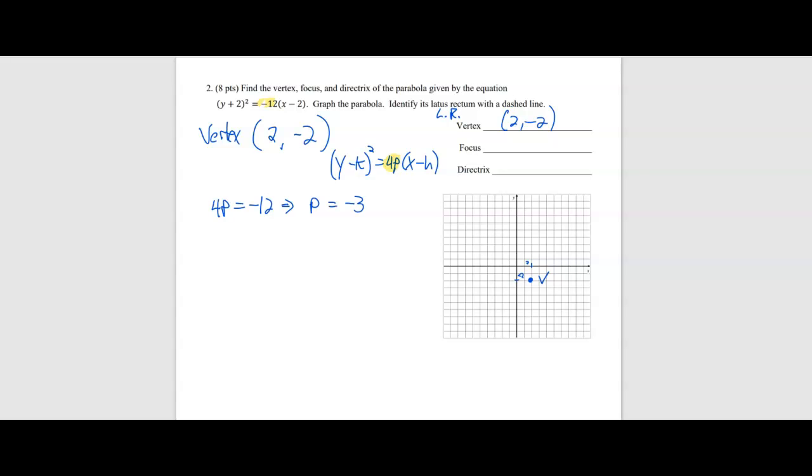So two things we need to know. This is a y squared parabola, so that's one that opens left or right. And because the p value is negative, this one's going to open left. Now specifically, left a distance of 3, we will find the focus. This value is the focus. That is -1, -2.